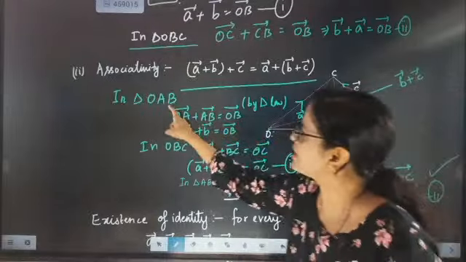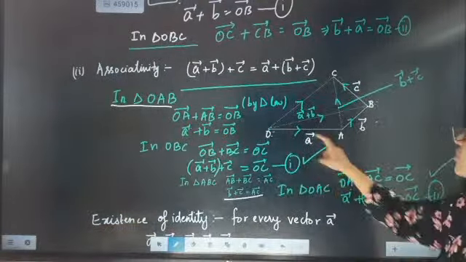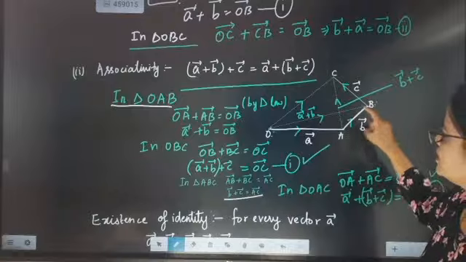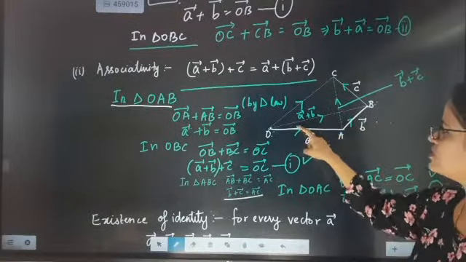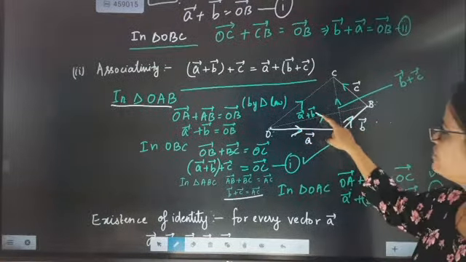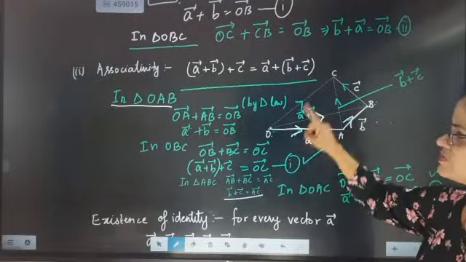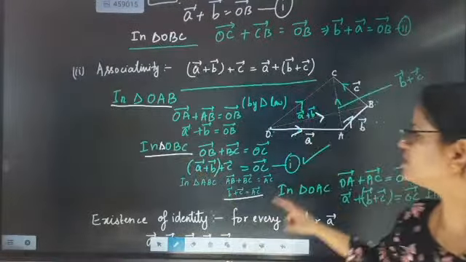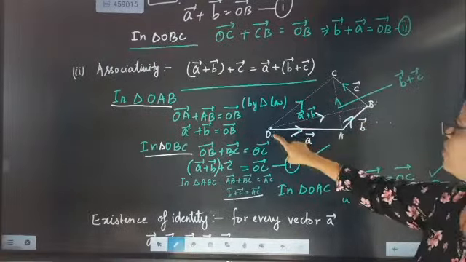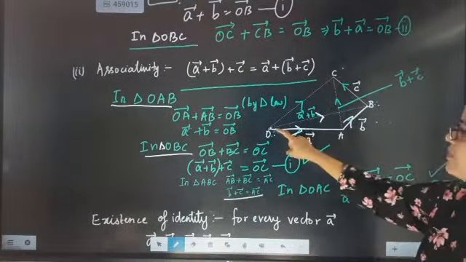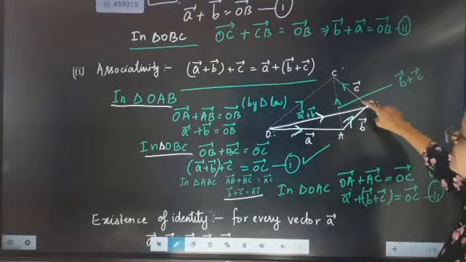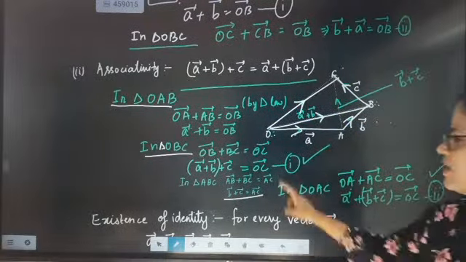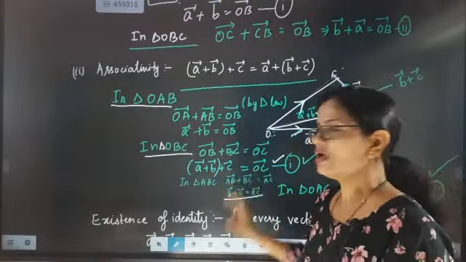So first we have taken triangle OAB. This triangle we have given. So this arrow plus this arrow gives this resultant vector, A vector plus B vector. And then we took triangle OBC. That means this part plus this side will become equal to this side, the resultant. So here OC is coming as A plus B plus C vector.